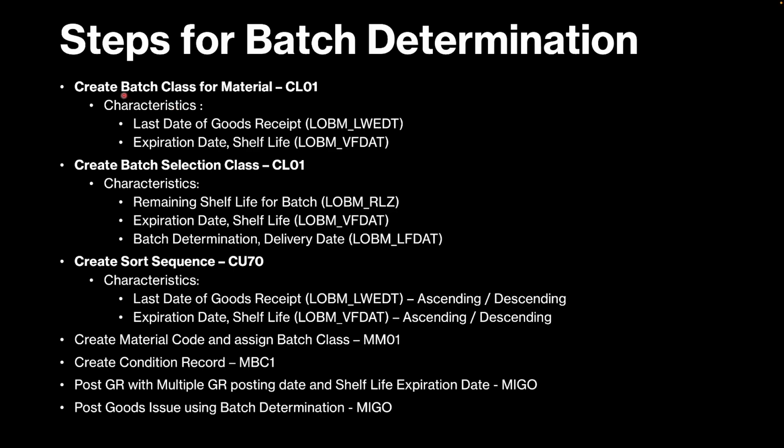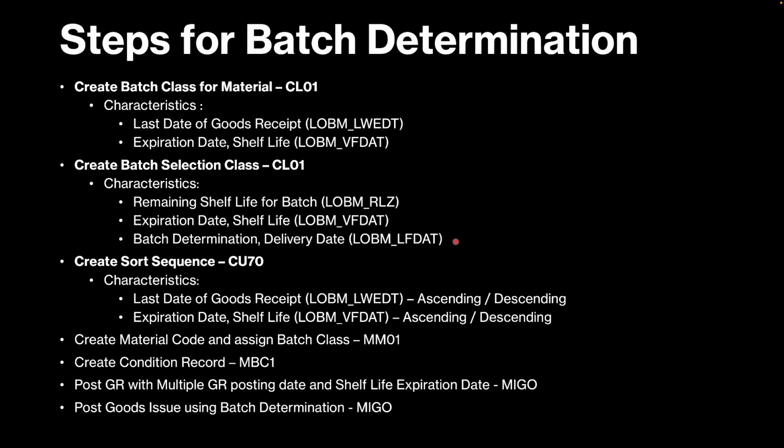Now once you have created this batch class, you will have to create the batch selection class, that is, the class through which the selection of batches will happen. And here you will enter the characteristics based on which you have to do the selection. So we'll enter here remaining shelf life for batch. The standard characteristic is LOBM_RLZ. Then expiration date shelf life, the characteristic is LOBM_VFDAT, and then batch determination delivery date. The standard characteristic is LOBM_LFDAT.